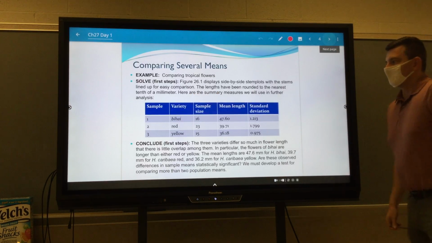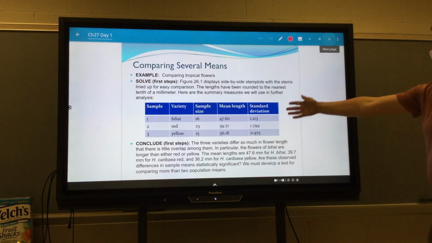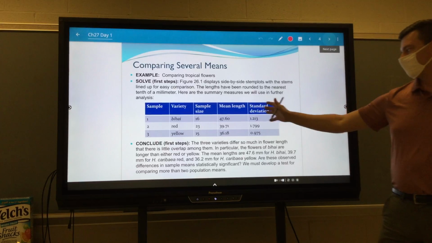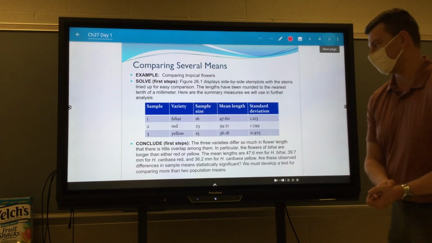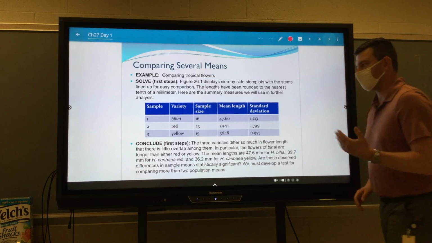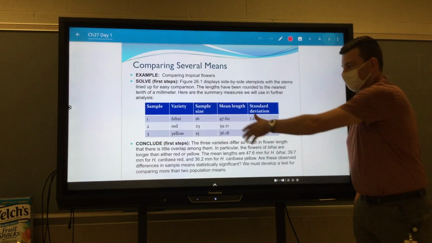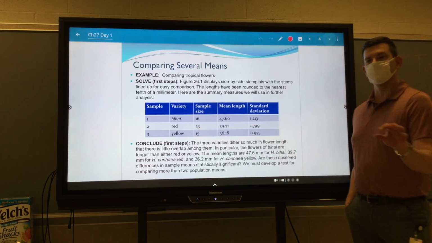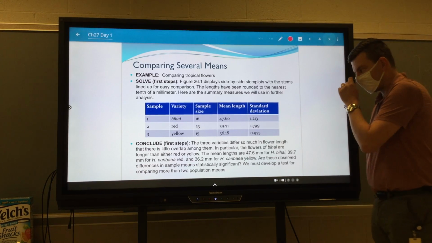Now, we can start looking just at the 3 sample sizes, the 3 means, and the 3 standard deviations to get an idea of what's happening with this comparison. So we have our 3 varieties, Bihai, red, and yellow. They're all different sample sizes, but that's okay. We know at this point you do not have to have identical sample sizes in order to compare.